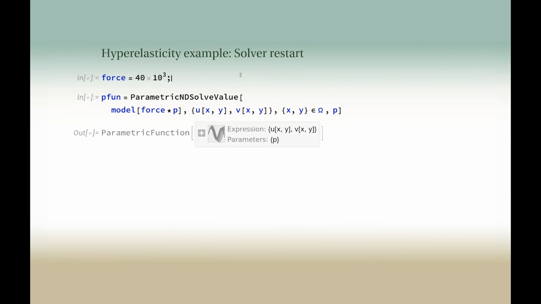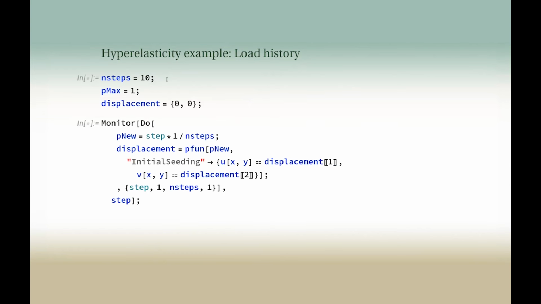So what we can do, however, is something called a solver restart. For that, we use this force of 40 kilonewtons, and we make a parametric NDSolve function, using the model that we had before, force multiplied by a parameter p. What we're going to do now is vary p from 0 to 1 slowly. So we're slowly going to increase the force. Okay, we're going to do this in 10 steps.